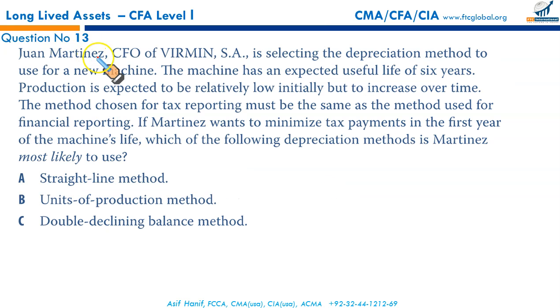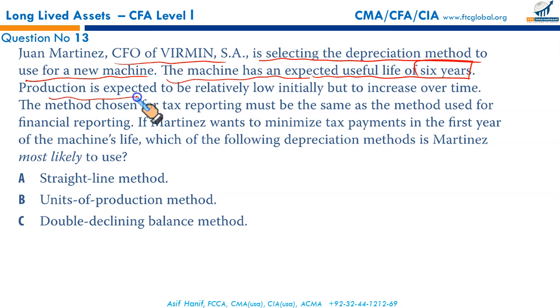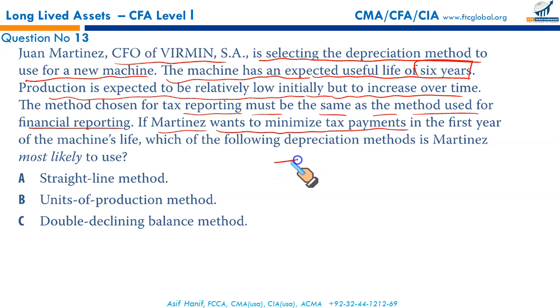Next, John Martinez, CFO of Women, is selecting the depreciation method to use for a new machine. The machine has an expected useful life of 6 years. Production is expected to be relatively low initially, but to increase over time. Okay. The method chosen for tax reporting must be the same as the method used for financial reporting. If Martinez wants to minimize tax payments in the first year of the machine's life, which of the following depreciation methods is Martinez most likely to use?